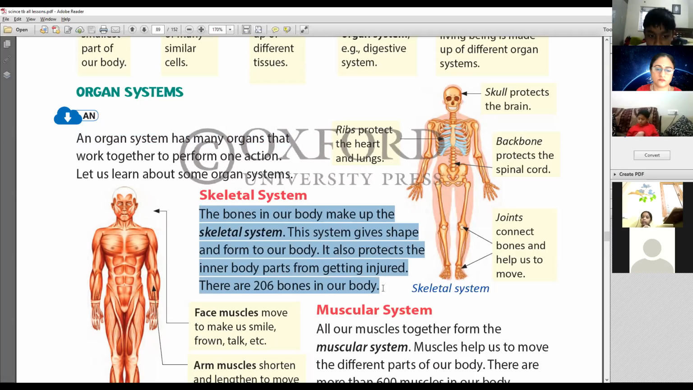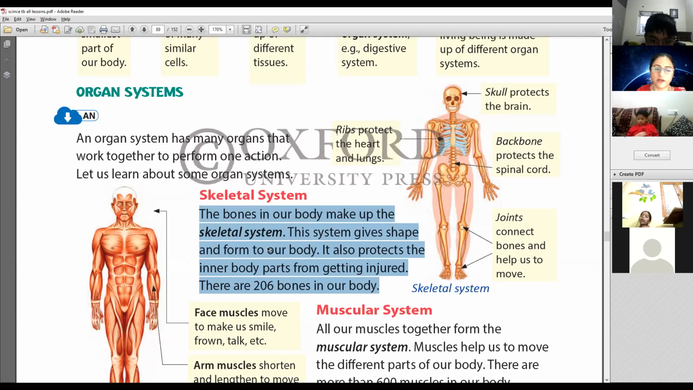The bones in our body make up the skeletal system. The system gives shape and form to our body. It also protects the inner body parts from getting injured. There are 206 bones in our body.